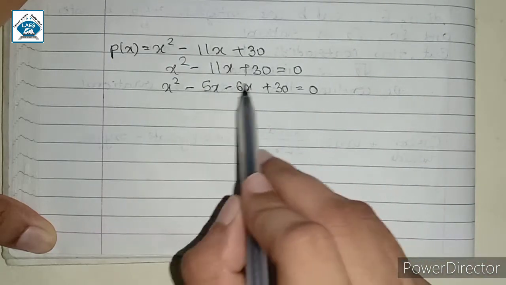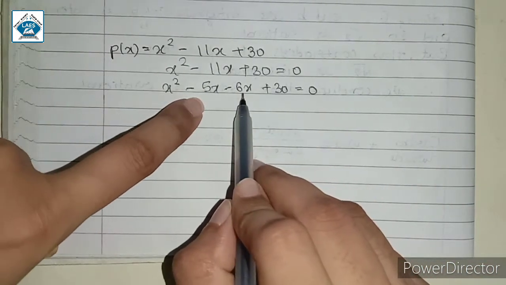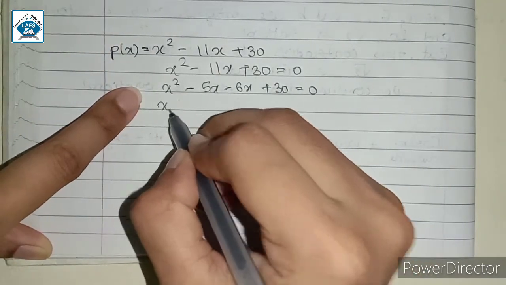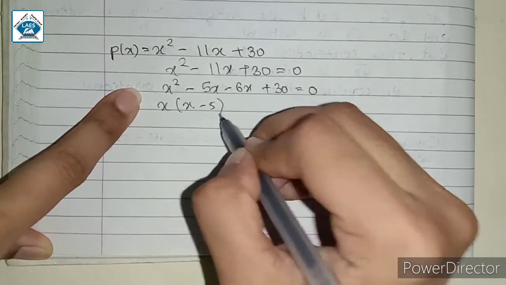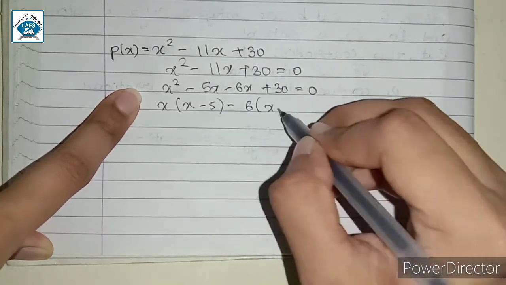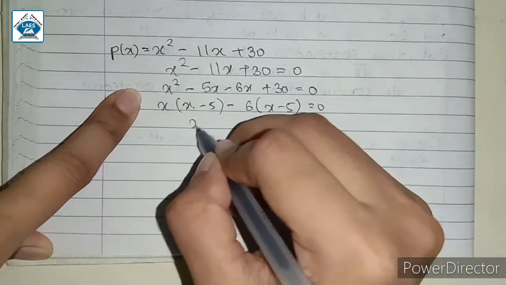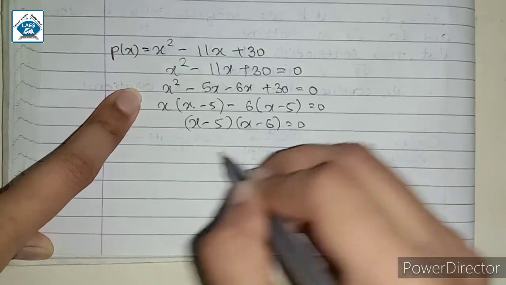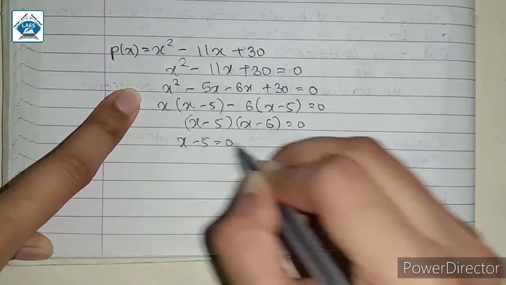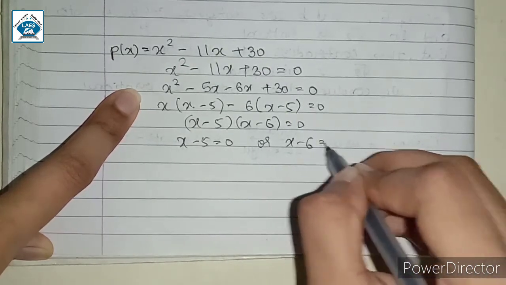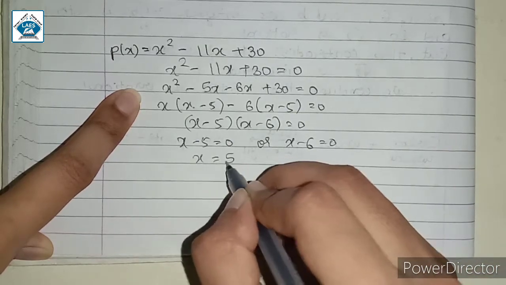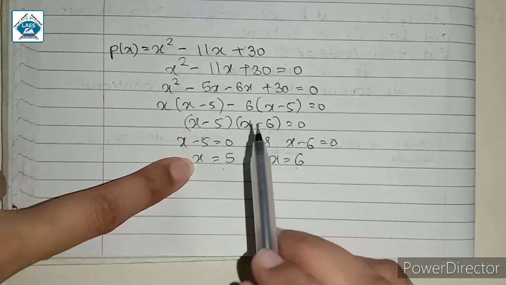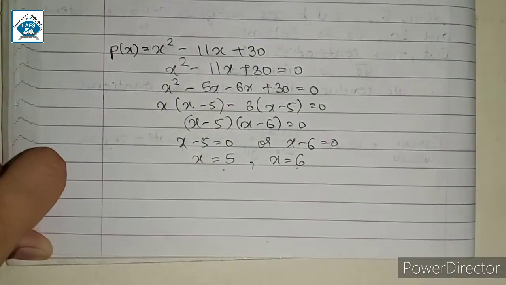You know how to split the middle term. This will multiply to 30x square, and if we add these we will get minus 11x. So taking common x into x minus 5 and minus 6 into x minus 5, we get x minus 5 into x minus 6, which is equal to 0. On solving we have x minus 5 is equal to 0 or x minus 6 is equal to 0. Then we can say that x is equal to 5 or x is equal to 6. That means these two are the zeros of this quadratic polynomial.